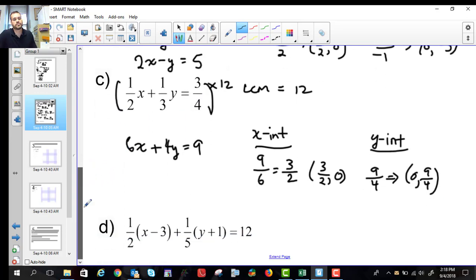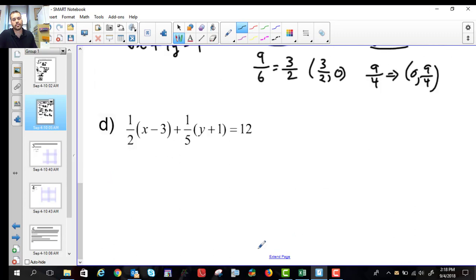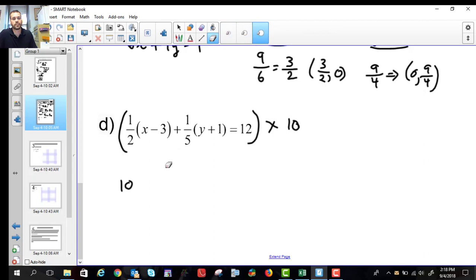Now this one is interesting because it has both fractions and brackets. So I like to deal with the fractions first because they're out front of the bracket. So I'm going to multiply this by the least common multiple again of 2 and 5, and that is 10. So I'm going to multiply by 10 and get 10 divided by 2. Sorry, I said it and started to write it. We're going to go 10 divided by 2. That's 5. We're going to leave the brackets alone.